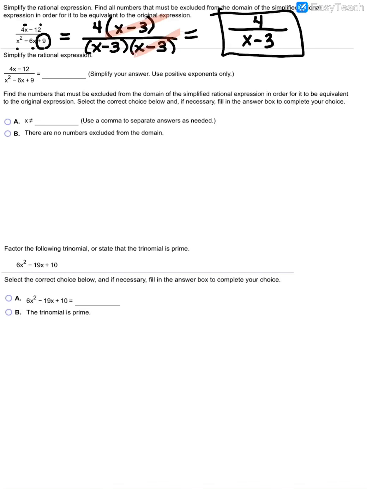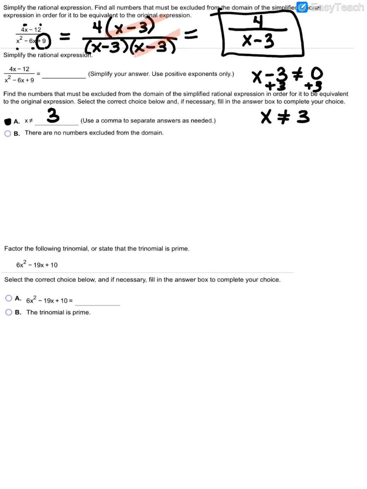Now, when we talk about exclusions from your domain, what we know with fractions is we cannot have a 0 in the bottom of a fraction. So if you have an expression involving x on bottom, you're going to have to say that expression cannot equal 0 and figure out which x gets excluded. So if I get x by itself, I'm simply adding 3 on both sides. And so in this case, what I'm saying is that my exclusion would be x cannot equal positive 3.